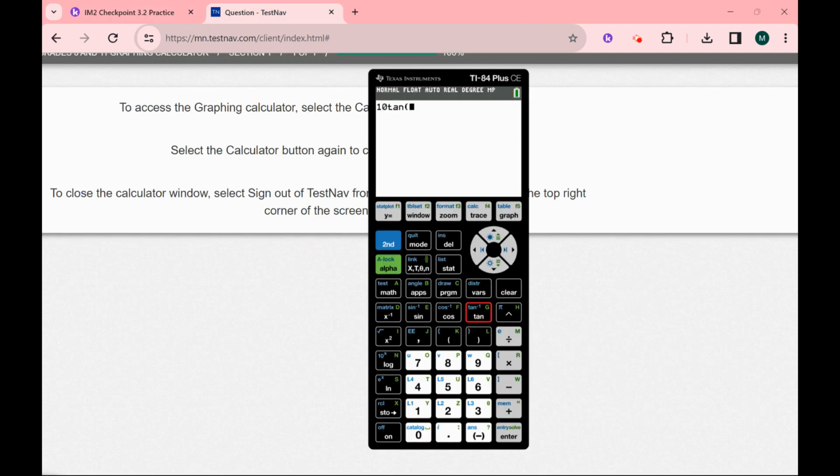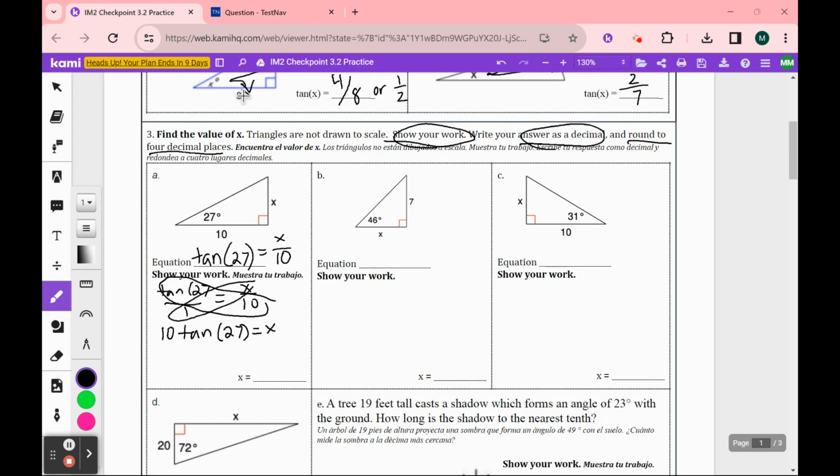10 times tan of 27 equals x, which is 5.09525. X is 5.09525. The 5 causes me to round up, so my answer is x equals 5.095. I don't know why my stylus isn't working. 5.3.